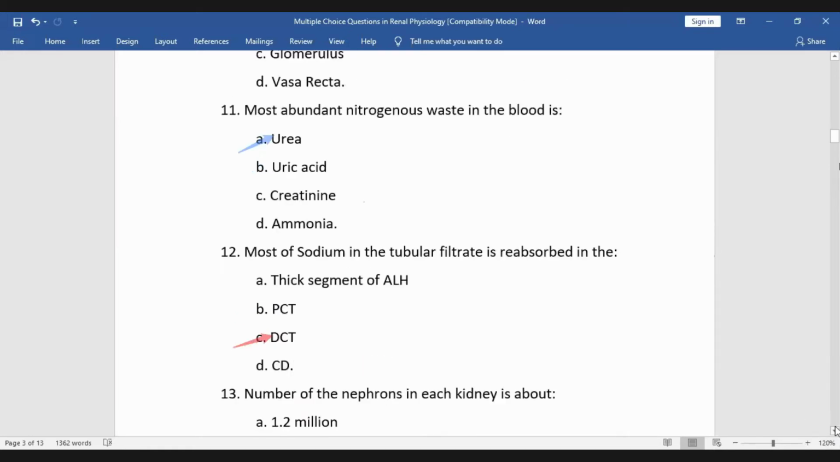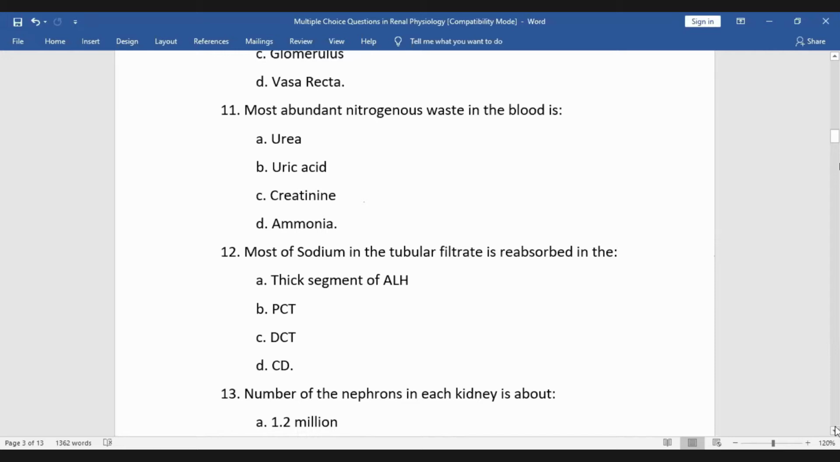Ladies and gentlemen, the most abundant nitrogen waste in the blood is urea. There is no doubt about that. The most abundant. Otherwise, all are nitrogen wastes. Uric acid is also a nitrogen waste. Creatinine is also a nitrogen waste. Ammonia is also a nitrogen waste. The one in the larger quantity is urea.